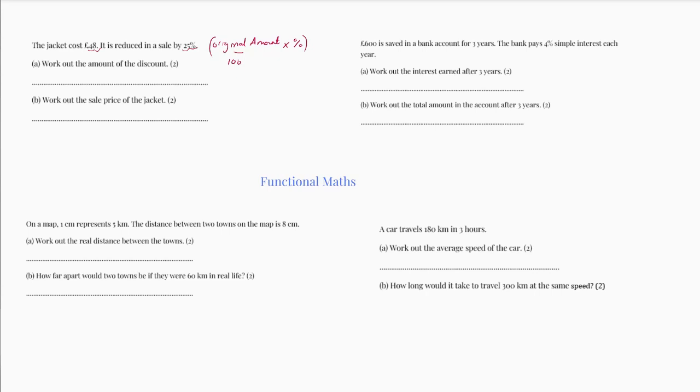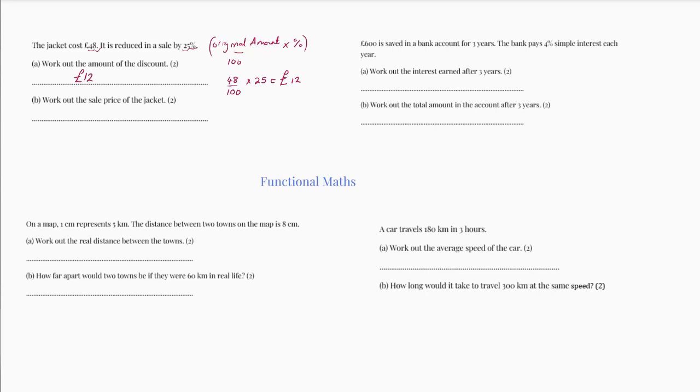So following that, our original amount is 48. And we're going to divide that by 100. And we're going to times it by our 25%. Pop that in your calculator and you get £12. So the amount of the discount is £12.